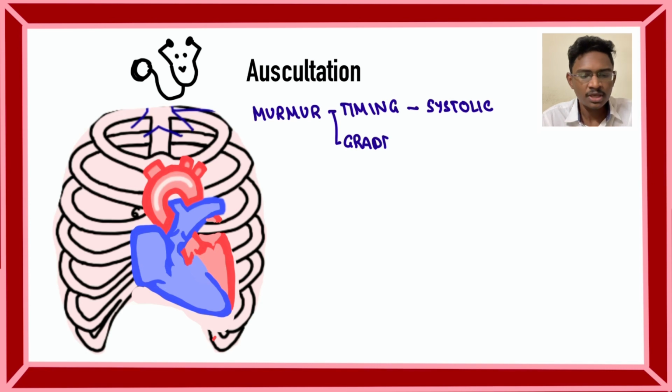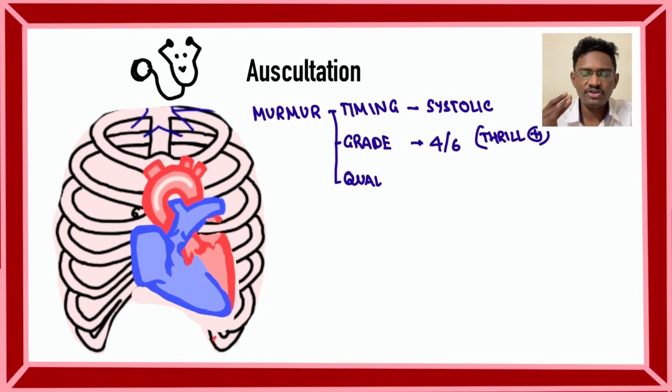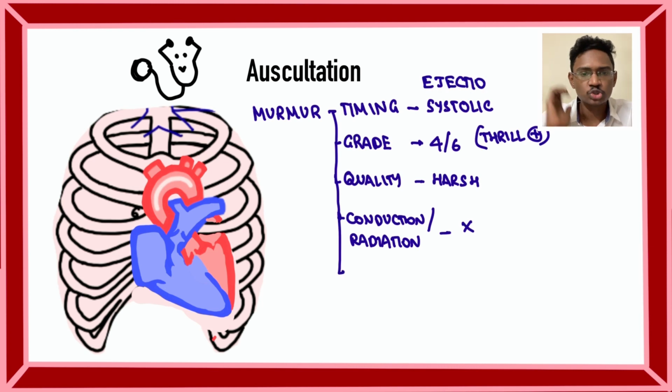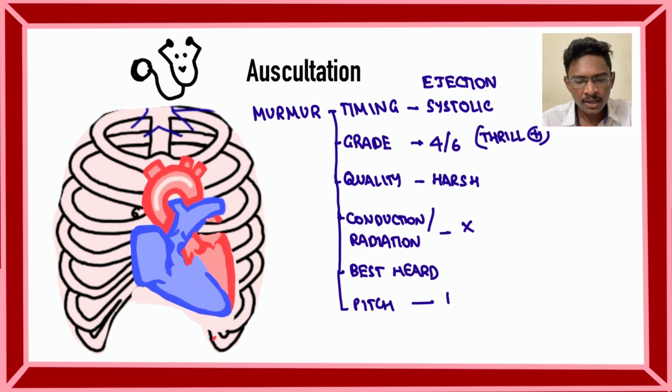That's all. Then the grade of the murmur. Here, since it was associated with a thrill, definitely the grade will be more than 3. It was 4 in our case. Then the quality of the murmur, whether it's harsh or soft. Then it was an ejection systolic murmur. Then any conduction or radiation? No conduction, no radiation. Then it is best heard with the diaphragm.